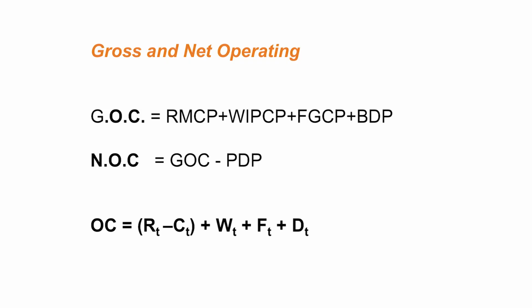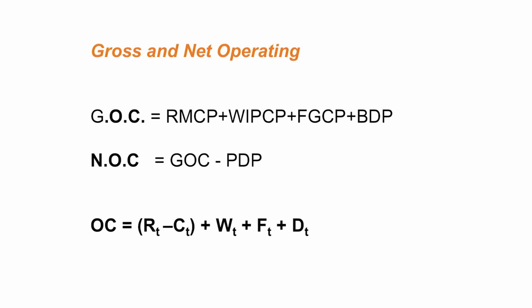So, we have the equation here, the last equation, that is RT minus CT. What is RT? RT is the raw material conversion period, and CT is the payment deferral period, because normally the raw material suppliers give the credit, large credit comes from the raw material, and raw material is a major chunk of the total cost of production also. So, RT minus CT plus the WIP duration, that is WIP CP, plus FT, which is the FGCP, plus DT, which is the book debt period.